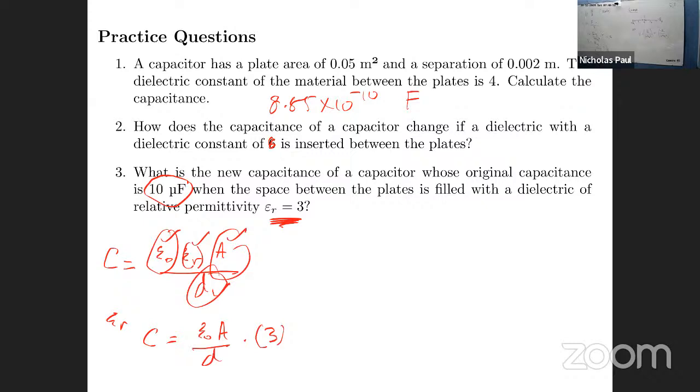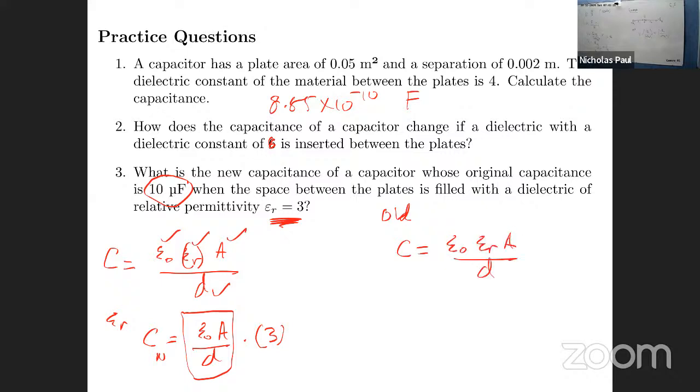I'm talking about the new one. We know it's 3 times this value here. So for the old capacitor, we know that C is equal to mu naught mu r A on T, same formula. We know here is 10 microfarads. Epsilon naught, you can always find out. Epsilon naught epsilon r A all over D. I just rearranged the formula a little bit.